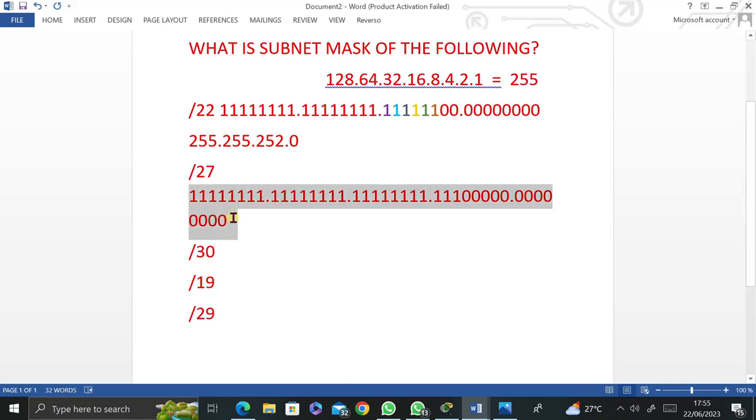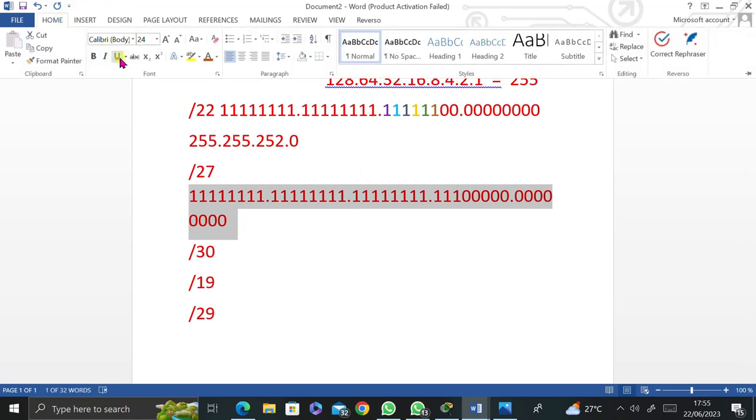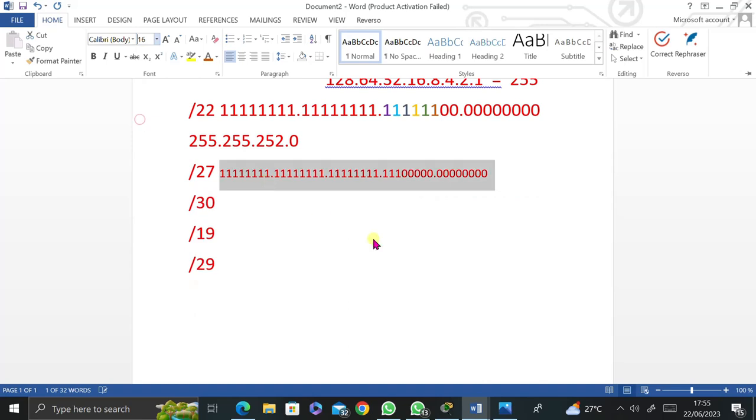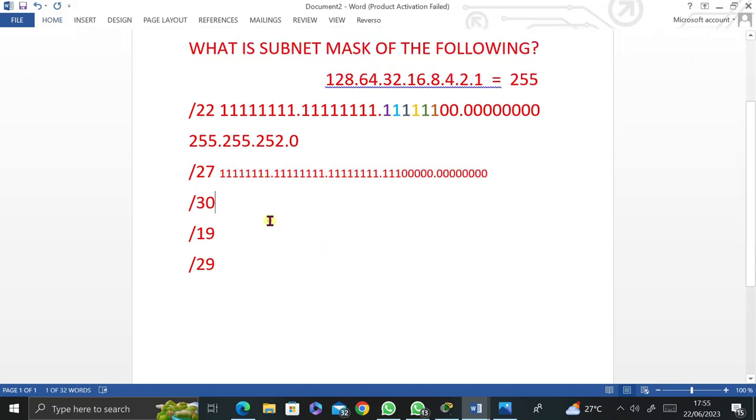Let me just bring this one down a bit so we can see it. Something like this. So you see, we have 27 ones at the top. All of these ones, if you add them, they will be the 27 ones. This is how you can do it. So the next thing here, we already know we have three octets on, so 255, 255, 255.